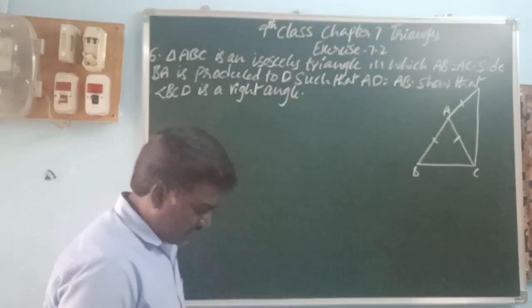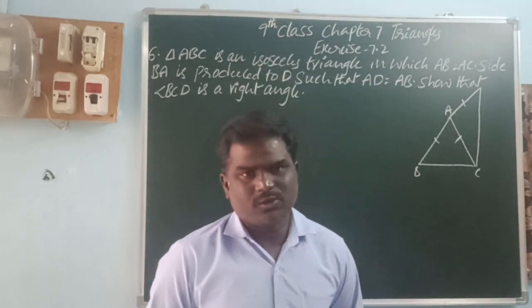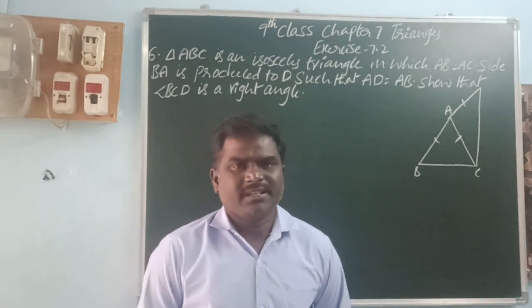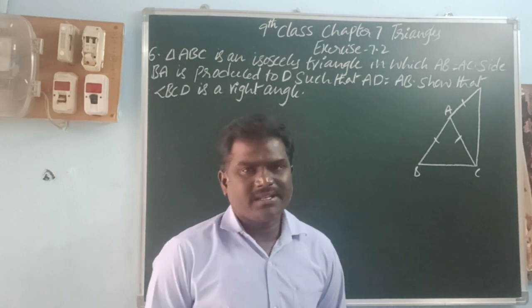So isosceles triangle అంటే any two sides are equal. In a triangle, if any two sides are equal, the triangle is called an isosceles triangle.